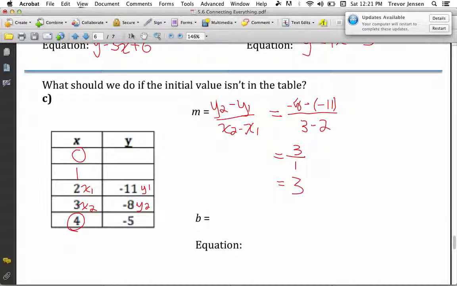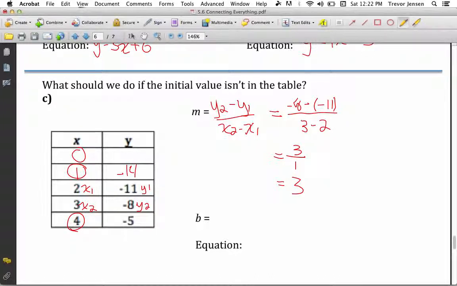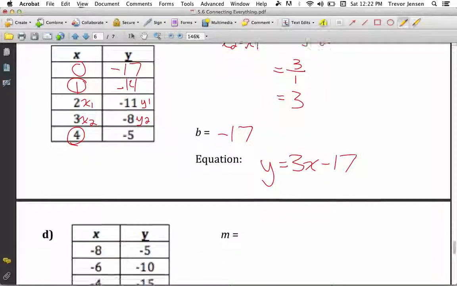So when x is 2, y equals negative 11. When x goes down by 1 to 1, y is going to go down by 3 to negative 14. Then when x goes down another 1 to 0, y is going to go down by another 3. It's going to be at negative 17. So my initial value, when x is 0, y is equal to negative 17. So my b value is negative 17. Therefore my equation is y equals mx plus b, so y equals 3x minus 17 is the equation of this line.